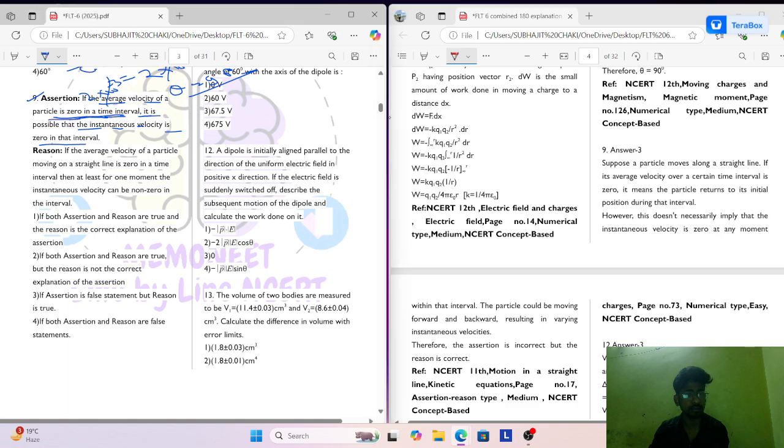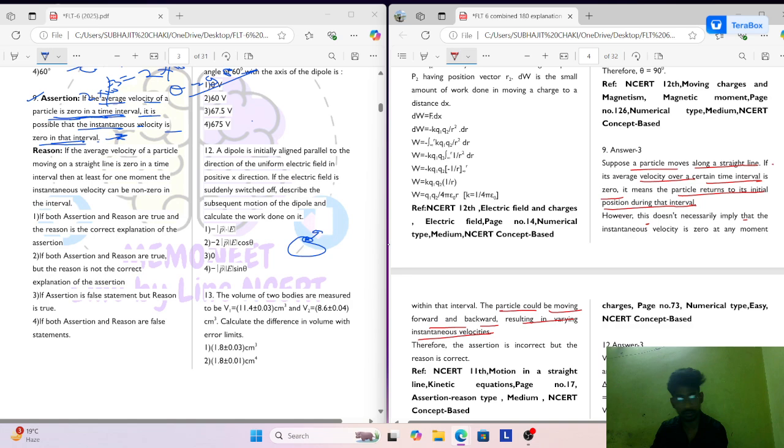If the average velocity of the particle is 0 in a certain time interval, is it possible that instantaneous velocity is 0 in that interval? It is not necessarily, because suppose a particle moves along a straight line and the average velocity over a certain time interval is 0, it means the particle returns to its initial position during the interval. As you know, if we move on a circular path, the displacement will be 0, so therefore the velocity will be 0 also, right? And instantaneous velocity means dx by dt. So maybe at a certain time, velocity will not be 0. The particle could be moving forward and backward, resulting in a varying instantaneous velocity, right?